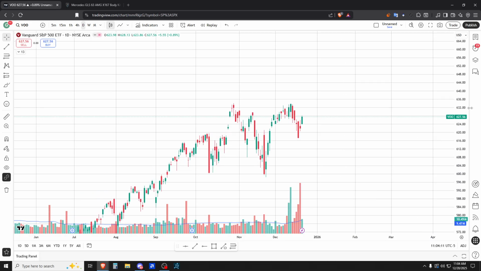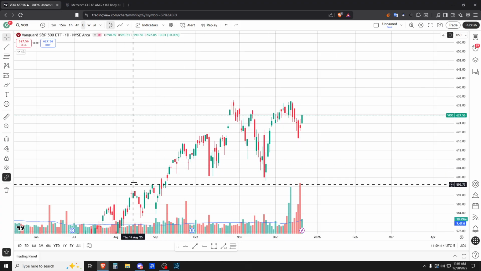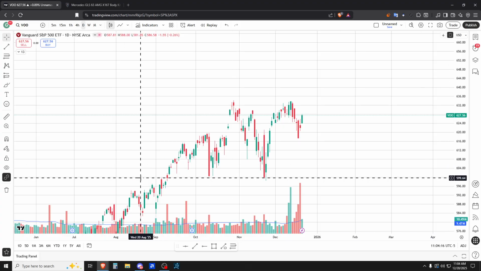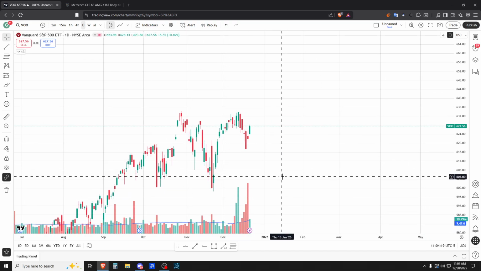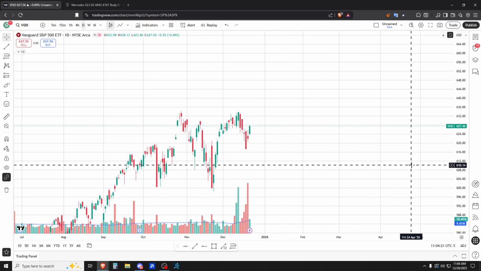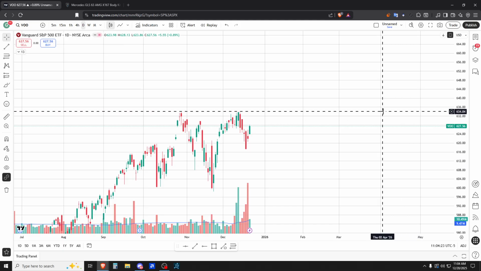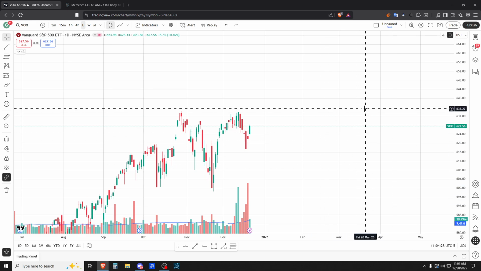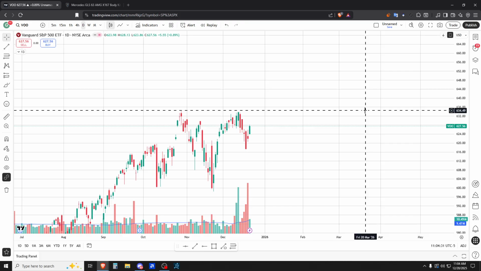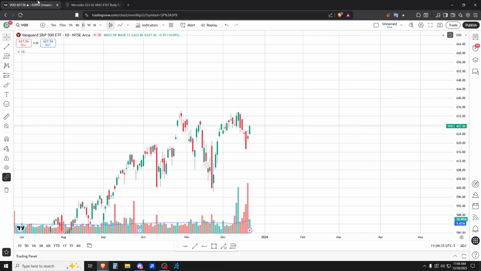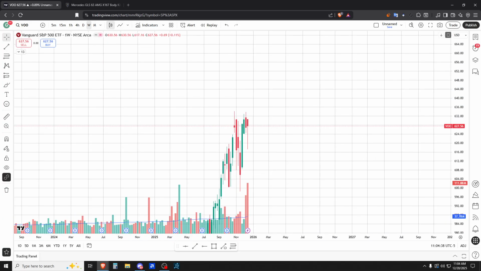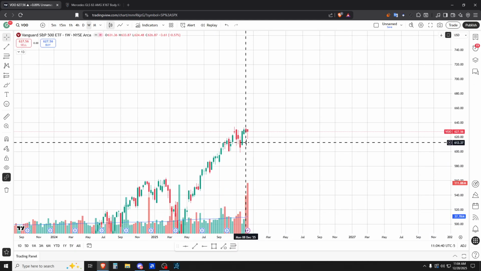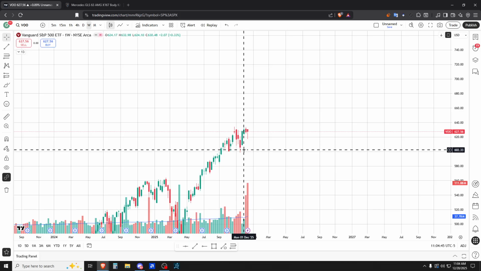We see the 600 level is a support level on the daily, and we see 632, 634 as a resistance. I'm really just talking now, but I'm pretty sure y'all should get the gist of what's being said.